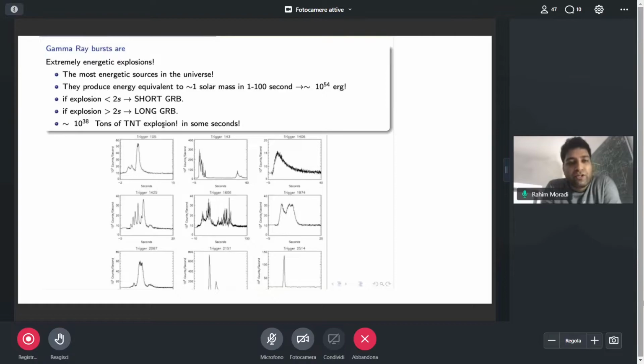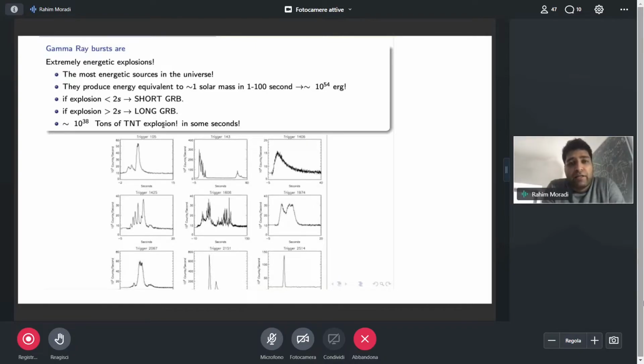Okay, a short review about GRBs. As you may know already, GRBs are divided into two groups based on their observation. If the explosion is shorter than 2 seconds, we call them short GRBs. If it is more than 2 seconds, we call them long GRBs.